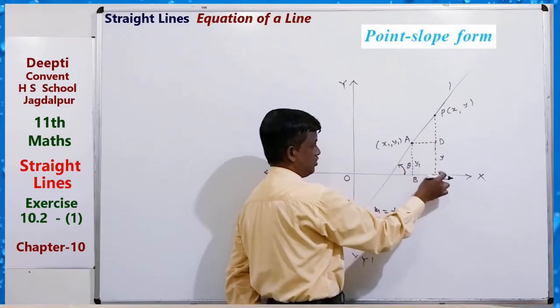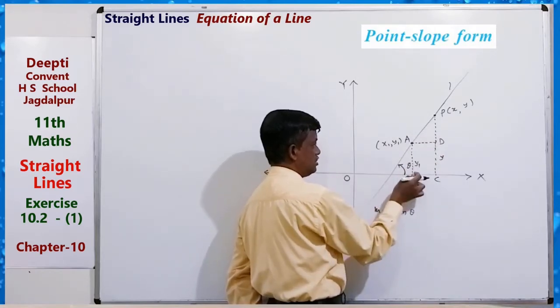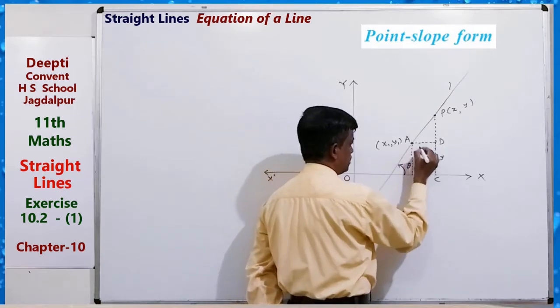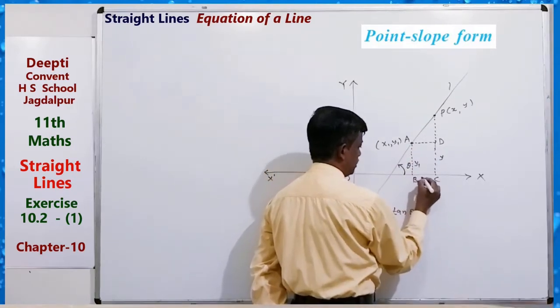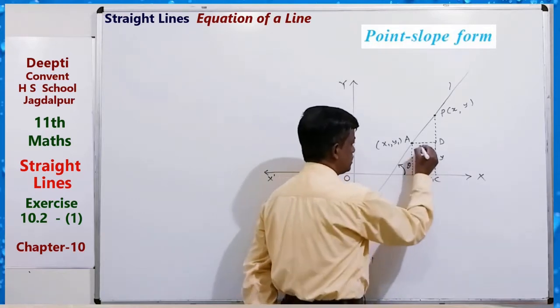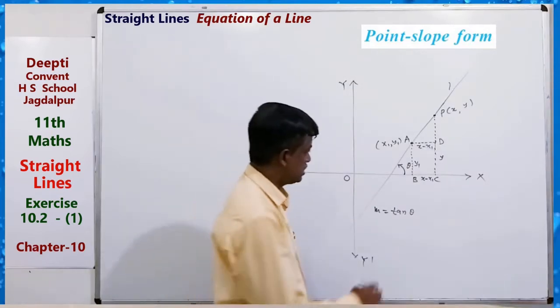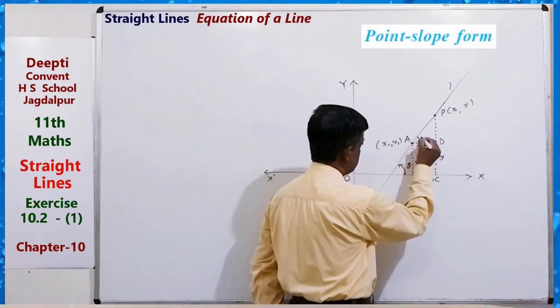This is y, this is x, and this is x1. So this value is x minus x1. So this is x minus x1. Now, this is angle theta. So this is angle theta.